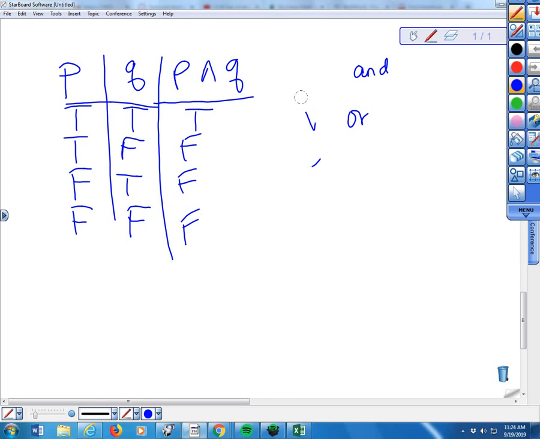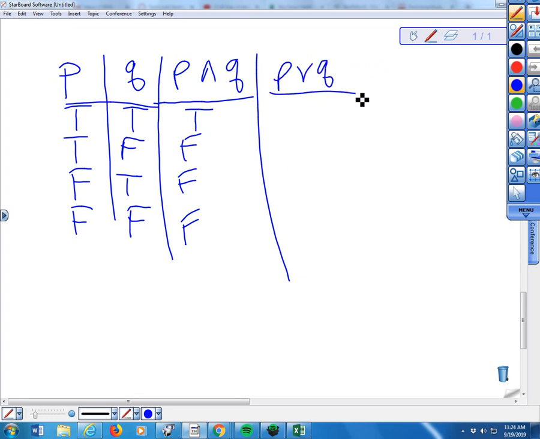Okay? If I'm going to ask P or Q, well, if the first case is true, or the second is true, it works. It's still true because one or the other has to be true for that to be true. So the or statement, either one can be true and the whole statement's true. So the only time the or statement is false is when they're both false. So this is false here, but it's true here, here, and here because it's an or, one or the other. So the and is only true when they're both true. The or is only false when they're both false.